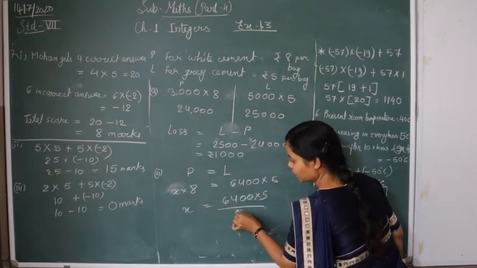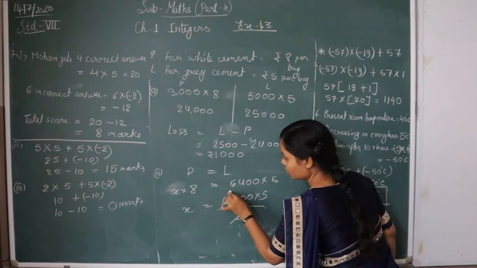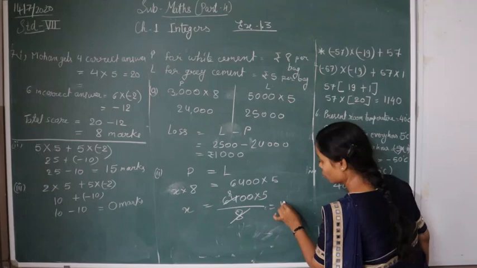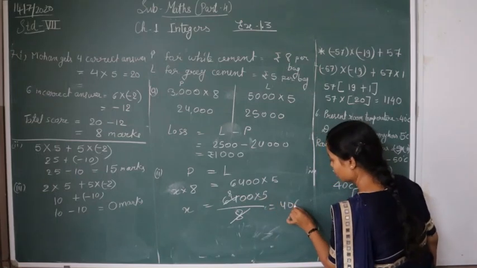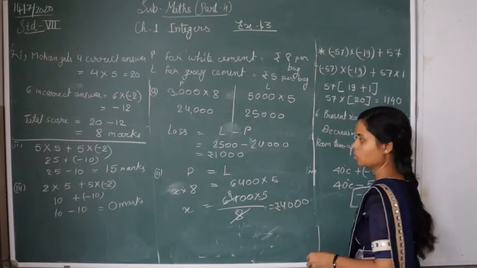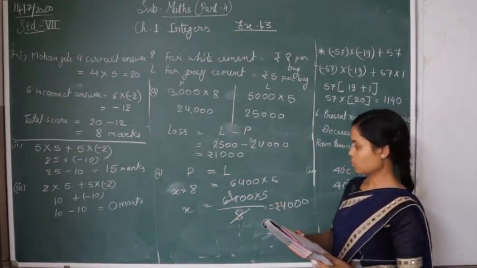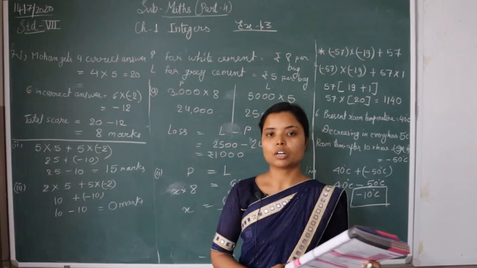and divide by 8. When you solve this, 8 eights are 64, 8 fives are 40 and 20. So the value of white cement is 4,000. Okay, I hope students you understand very well.